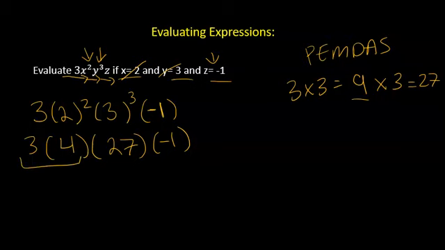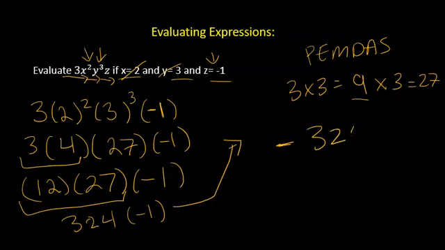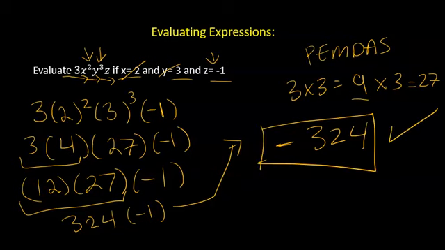Great. What does that give me? Well, 4 times 3 is 12, right? Times 27 times -1. Well, 12 times 27, that's 324, which I put into my calculator, times -1. Well, what does that give me? It gives me -324. Because 324 times a -1 gives me that negative part right here. So this is my final answer, right?